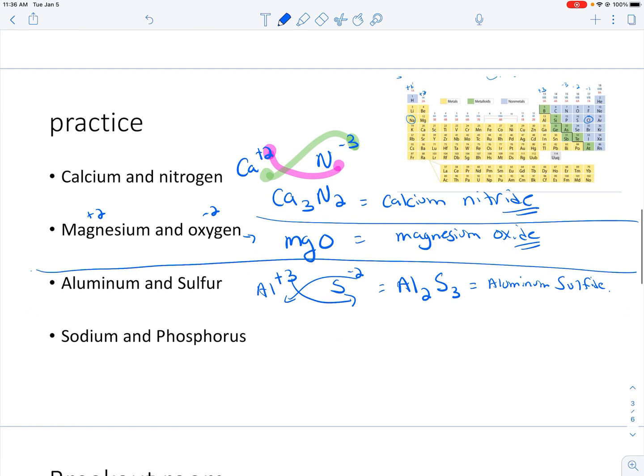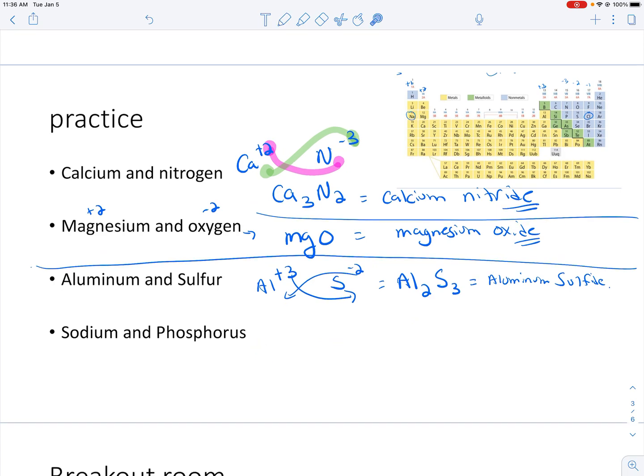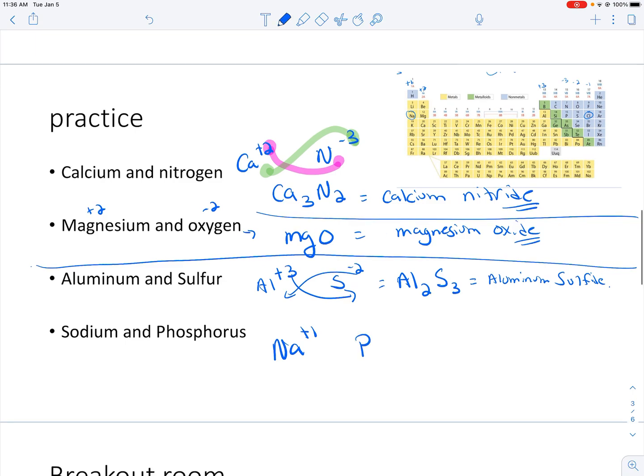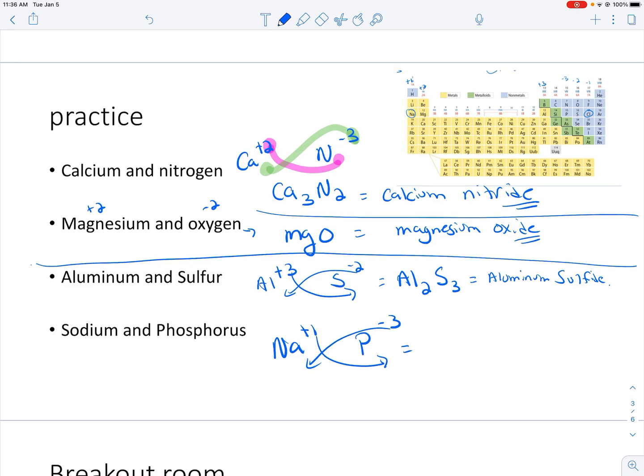And finally, sodium and phosphorus. Sodium is in group 1. So we have Na. And phosphorus is over here in group 5, so it's going to take on a -3 charge. So -3. Again, my numbers cross. I never have to show a 1 in a formula. So it's going to be Na3 and then just P. By having a P, it shows that we have 1 phosphorus. And then we name it sodium phosphide.